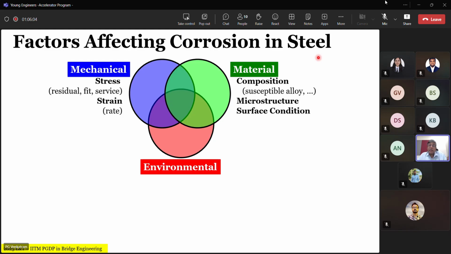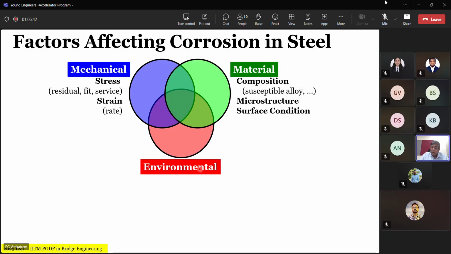Then there is the material aspect, which is composition. Certain alloys make it susceptible, certain alloys make it non-susceptible to corrosion. For example, the presence of chromium and nickel in stainless steel makes it corrosion resistant, not corrosion proof, corrosion resistant. Also the microstructure: if it is a very fine crystalline structure, it has one behavior; if it's a coarse crystalline structure, it has another behavior. Surface condition: if it's very smooth, it has one condition; if it has roughness, it has another condition. These are all the material aspects which contribute to corrosion of steel.